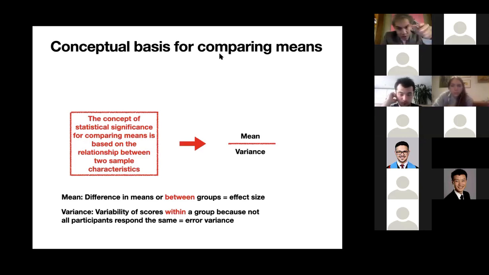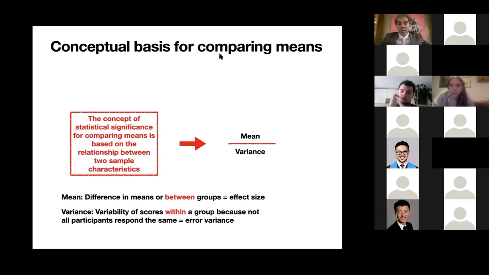What do I mean by means? It's the difference in means. So in a t-test, you have two means. In an ANOVA, you have three or more means. So it's the difference between these means or between these groups that will give me the effect size. And the variance will be the variability of scores within each group.